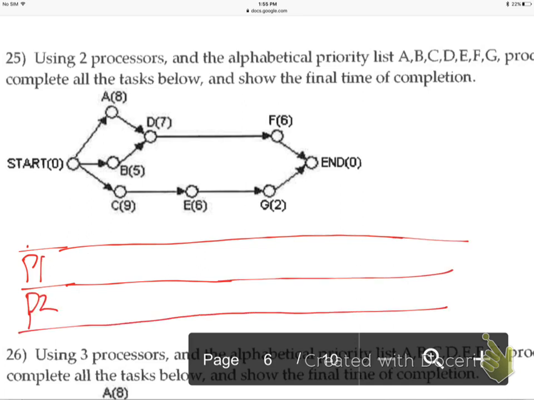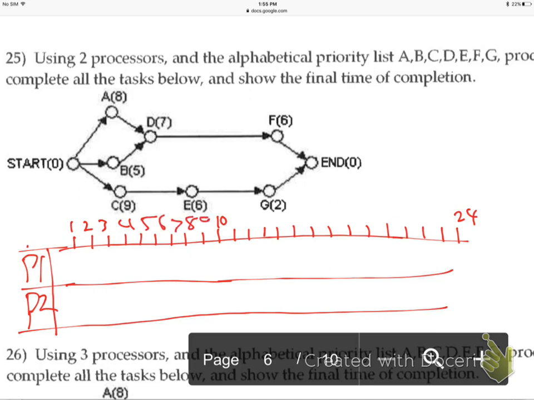Okay, processor. How far do we need to go? I don't know. Maybe 21, like 20 or something. Yeah. So it'd be 1, 2, 3, 4, 5, 6, 9, 10, this will be 10, 11, 12, 13, 14, 15, 16, 17, 18, 19, 20, 21, 22, 23, 24. So there's 24. All right, so we got to map this out.